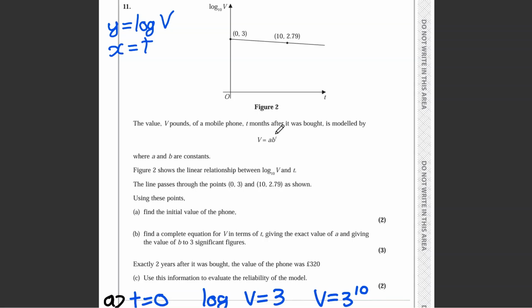Okay, so essentially what this question is asking is, this is the equation for V in terms of t. V is equal to AB to the power of t. We just need to find what the constants A and B are. Okay, so this is where I think a lot of students struggle with questions like these, and again, I'd recommend going back to that video.